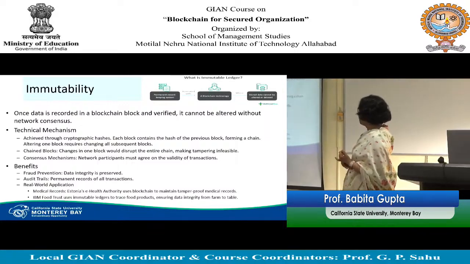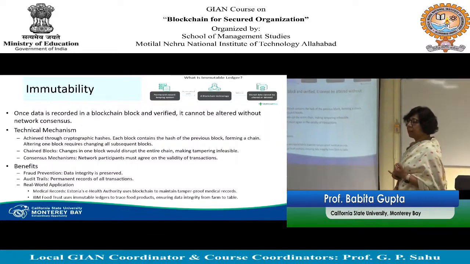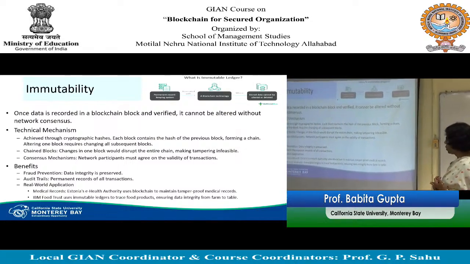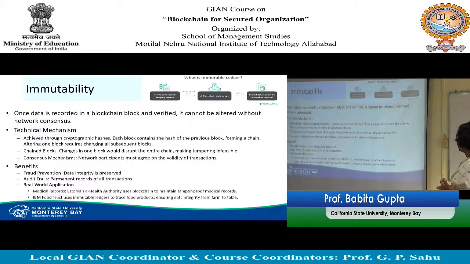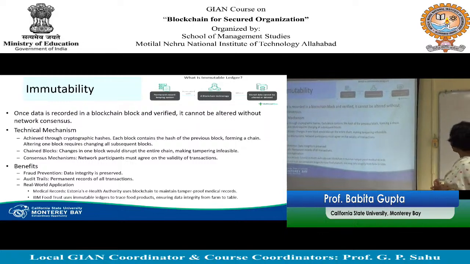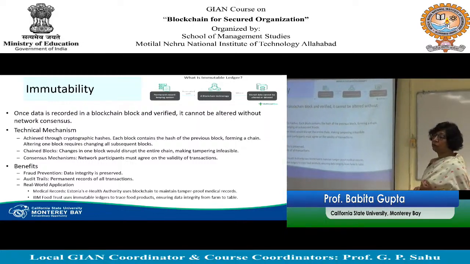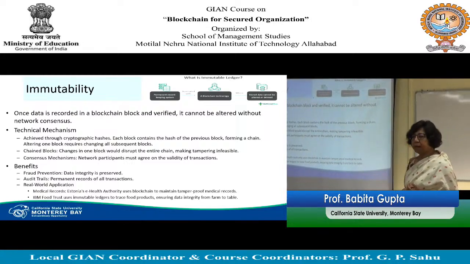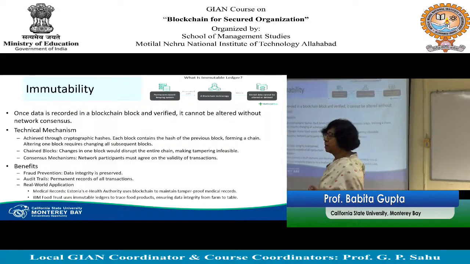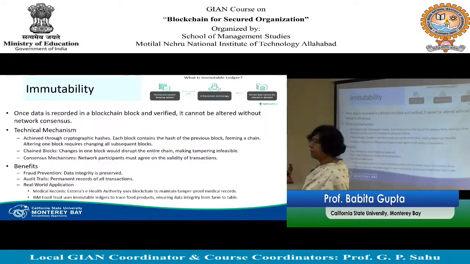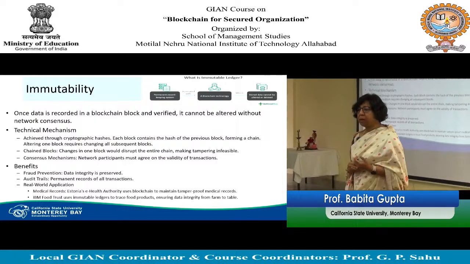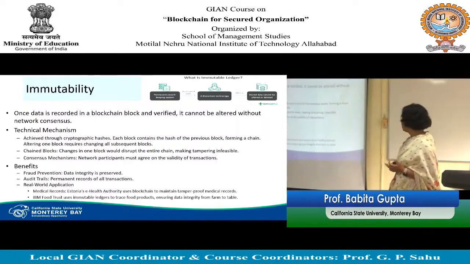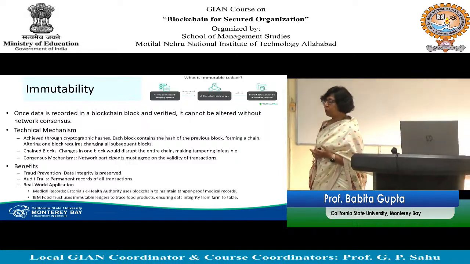So there are cryptographic algorithms that are used. Chained blocks. The idea is that changes in one block would disrupt the entire chain. Therefore, that makes it very, very difficult. And of course, consensus mechanisms. If most actors are honest and are driven by incentives to keep the chain pure, then the likelihood of a bad actor disrupting it is infinitesimally small.